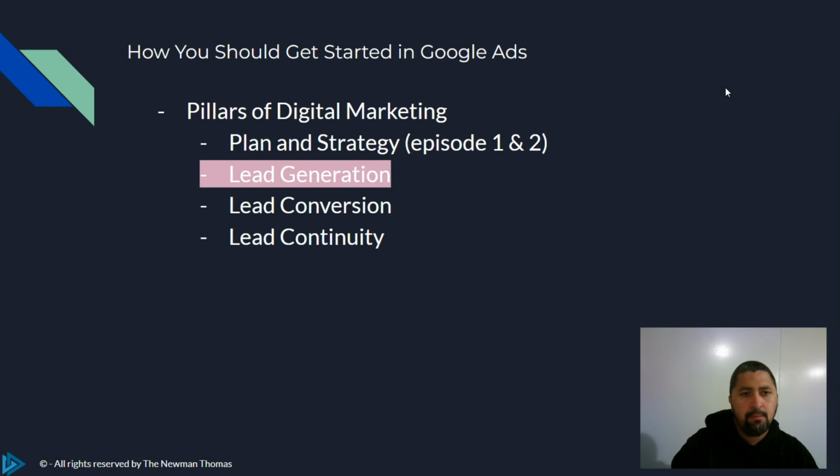So let's get started. In episode 1 and episode 2 of the Pillars of Digital Marketing, we looked at the plan and strategy. And in episode 3, we moved into pillar number 2, which is lead generation, and we started looking at Facebook marketing. This is episode 4. We will look at how you should get started with Google Ads to help you with your lead generation.